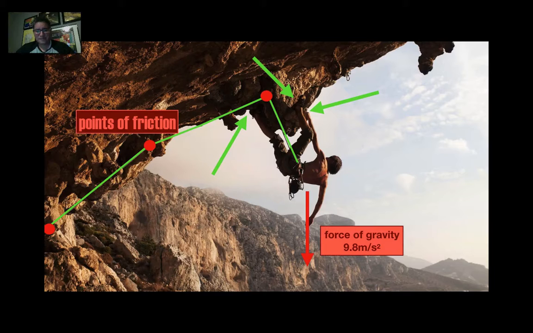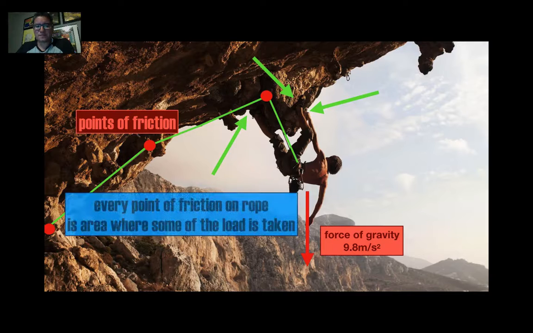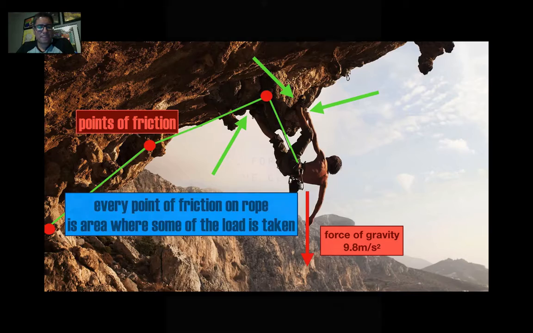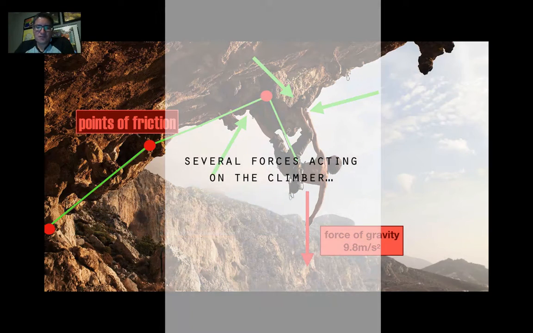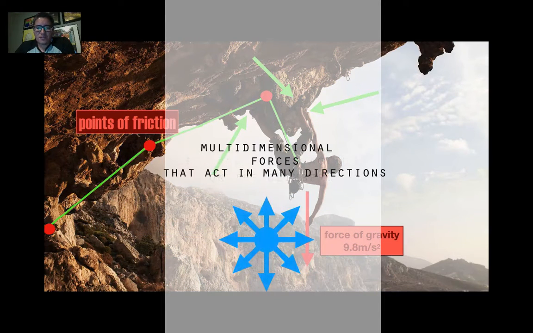So as you can see, a rock climber has many forces working with him, and they're not just the typical forces that we've discussed in previous chapters where there's an up or down force, or even a horizontal force. These forces are being applied at different angles, more than just the 90-degree angles that we're used to. Several forces are acting on this climber, as we mentioned before. These are multidimensional forces that act in many directions.